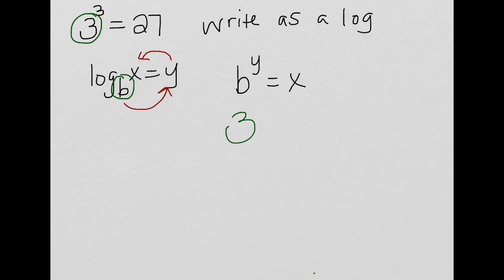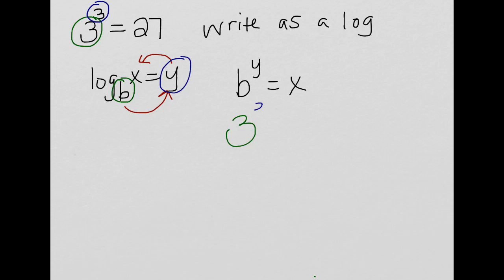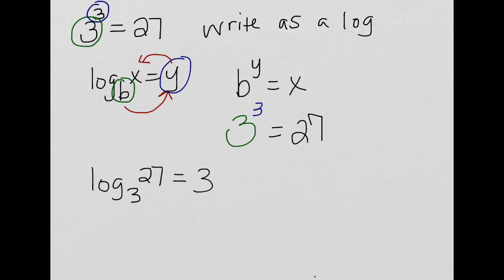And fortunately, they've already given us that power. That's 3. 3 to some power is here; that's that y. And it equals x, that's that 27. So if I want to write it as a log, I can write it this way: log base 3 of 27 is equal to 3. So now we can write exponential and logarithmic functions. We can go back and forth.